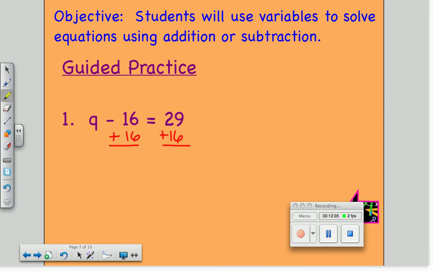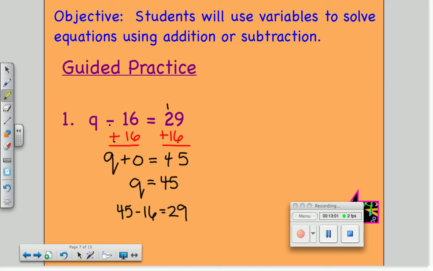If I add 16 to the left, I have to add 16 to the right. This becomes q. Minus 16 plus 16 is 0. So you can put 0. 9 plus 6 is 15, carry the 1. 2, 3, and 4. So q equals 45. Check it. 45 minus 16 equals 29. Yes, it does. It checks, so we got it correct.